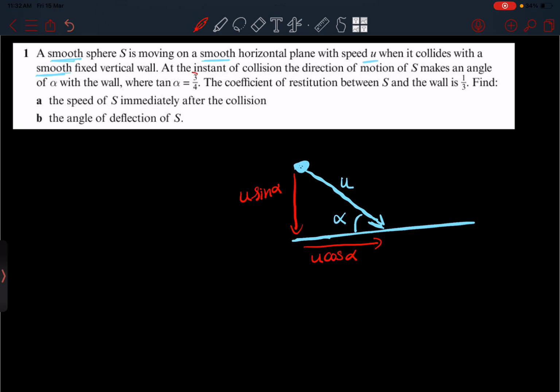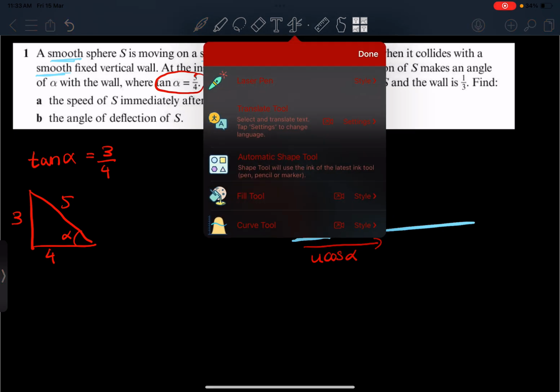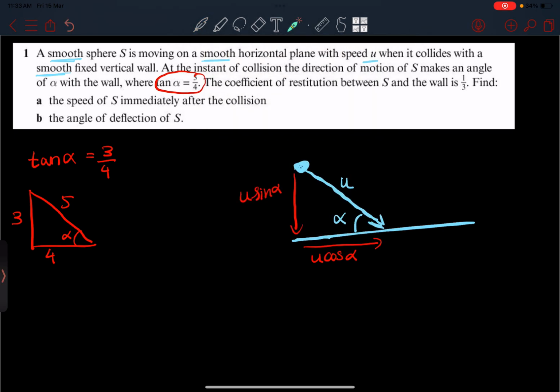We also know that tan alpha is 3 over 4. So if I make a little triangle here, this is alpha, tan is 3 over 4, so I know the hypotenuse is 5. Why is this useful? This will be useful to figure out sine alpha and cosine alpha in the later part of the question.